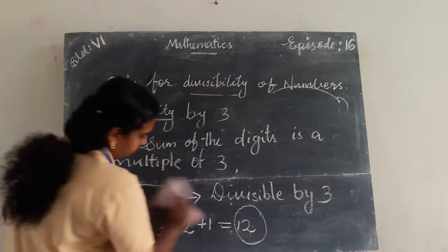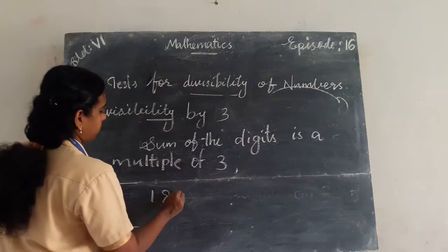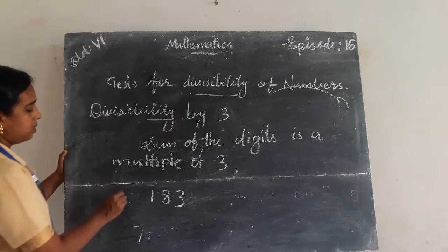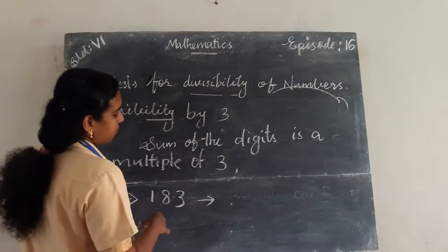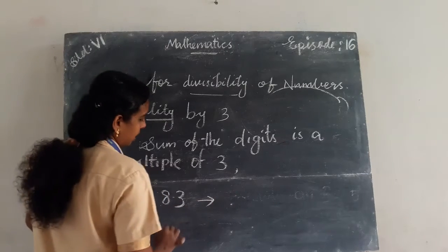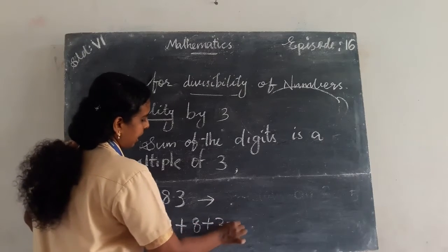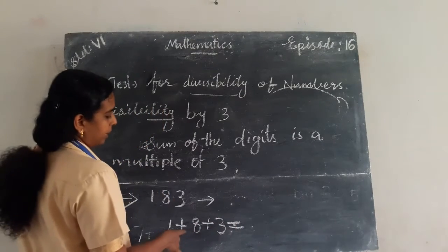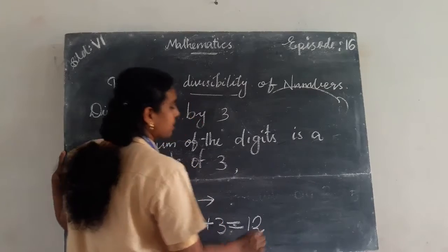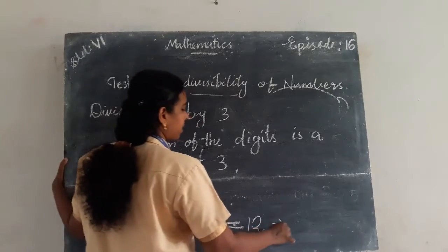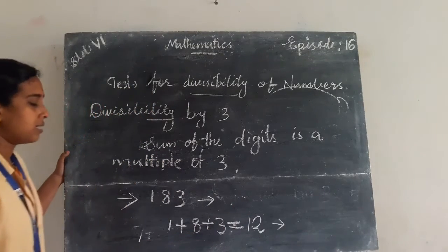Another example. 183. Is this number divisible by 3 or not? First we add the digits. The digits are 1, 8 and 3. We add 1 plus 8 plus 3: 8 plus 1 is 9, 9 plus 3 is 12. So 12 is a multiple of 3. Then we can say that the number is divisible by 3. So 183 is divisible by 3.